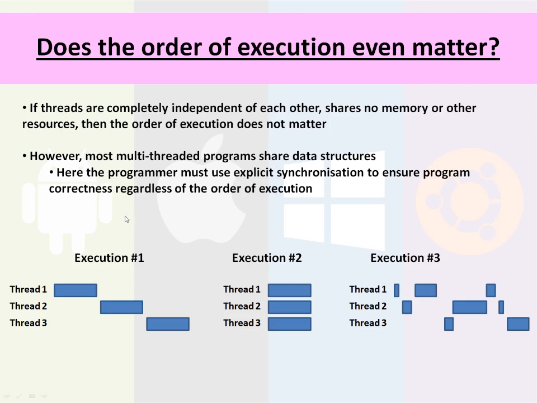However, this is not usually the case. Most multi-threaded programs share data structures, and they communicate between each other. And because of this, the programmer must use some explicit synchronization steps to ensure the program correctness, regardless of the execution order. And that is what we're going to be looking at next week when we tackle locks. So locks is one of these forms of synchronization that allow us to ensure correctness of execution.